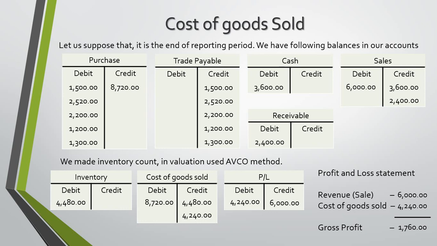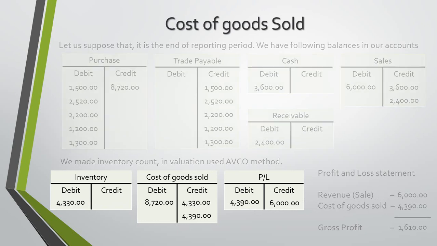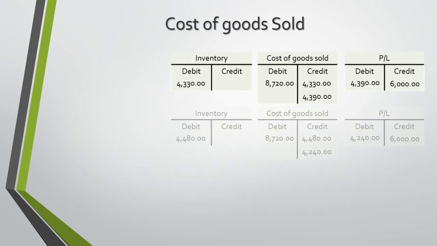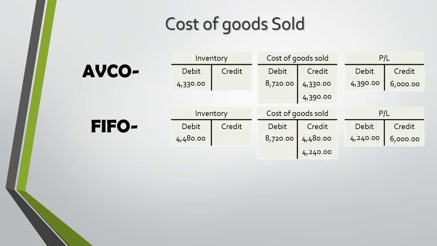Let's change the valuation method of the counted items to the weighted average costing method. With this method, our inventory value will be a different amount. All further transactions will be the same. We'll have a different cost of goods sold amount, and gross profit will be different due to the changed cost of goods sold amount. If we compare both calculations, we will see the difference more clearly.